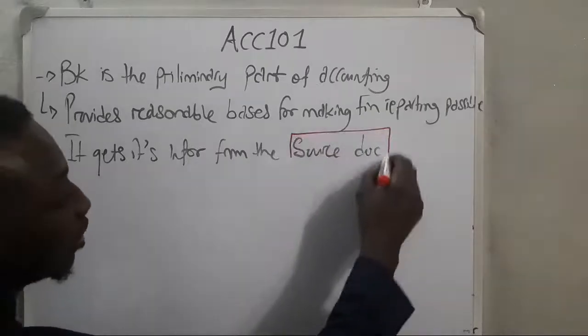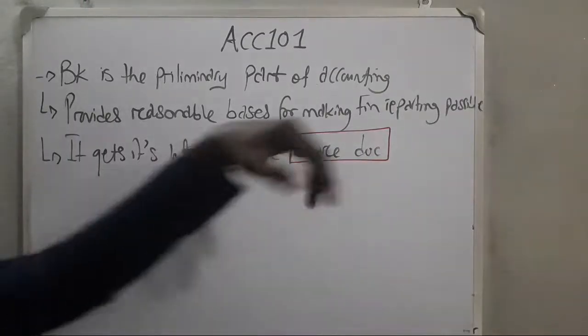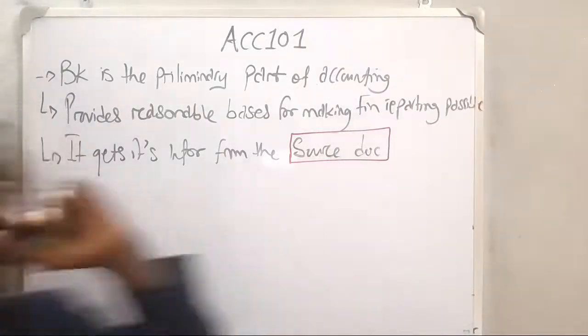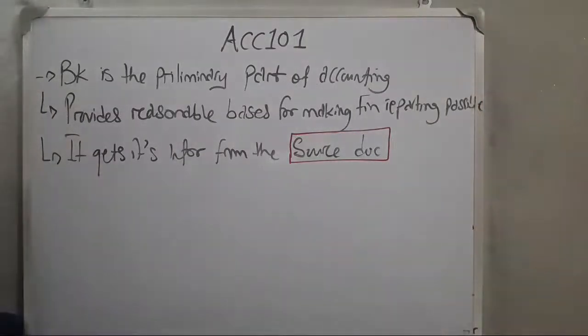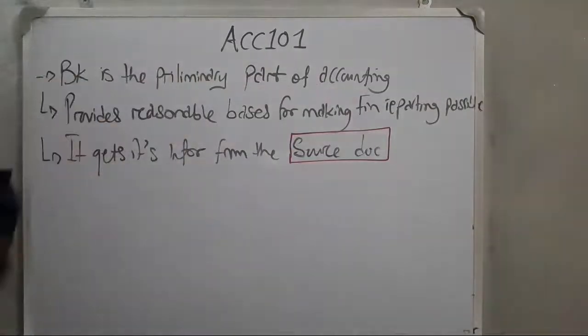When we say source document, what are we talking about? Let's not forget, we've been emphasizing the fact that bookkeeping does a lot with payment and receiving. And here we are talking about source documents. What do we mean by source documents? Now let's quickly take this. Source documents are documents like receipts, bills, invoices, statements, checks, payments.